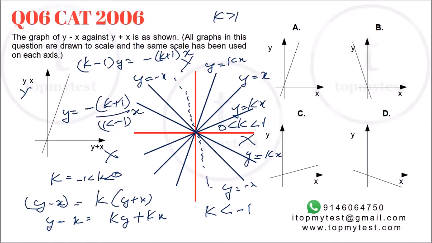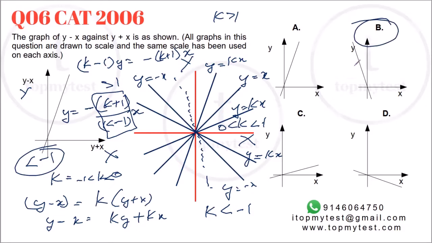Now, what can you say about this relation? Is it going to be more than 1, less than 1? What is it? We know k is greater than 1, which means the numerator will definitely be more than the denominator, which means the fraction has to be greater than 1. But because it is negative, the final slope would be less than minus 1. What is the graph of slope less than minus 1? It will be a graph like this. Option B. Job done. Beautiful question.